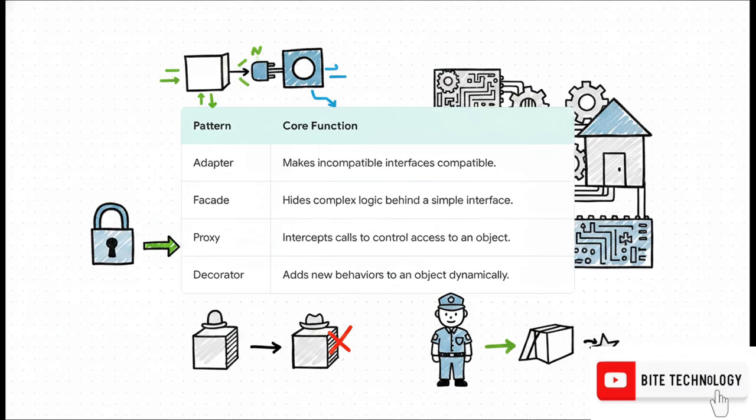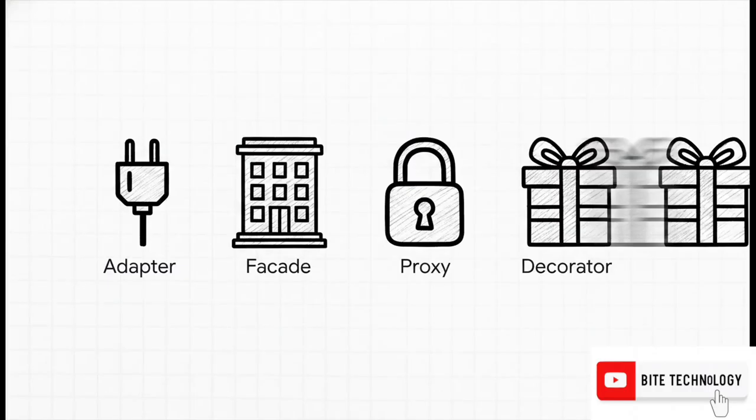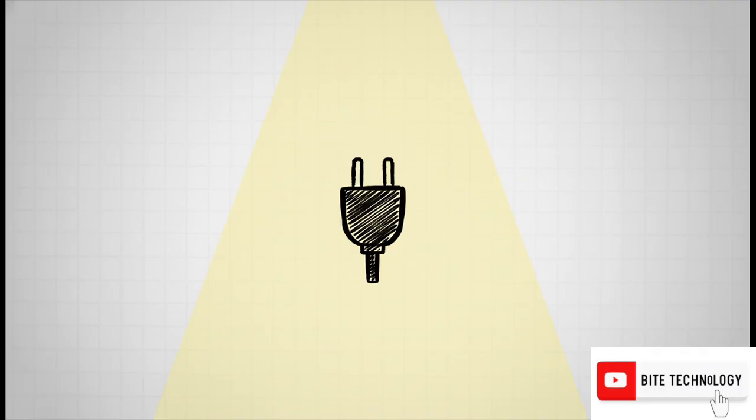Then there's the facade, which is like a simple, clean front door to a really complicated system. The proxy, that's your security guard, controlling who gets to talk to an object. And finally, the decorator, which lets you add new bells and whistles to an object without changing its core. See? Different jobs for different situations. Okay, so we've seen the family portrait, we've given a nod to the facade, the proxy, and the decorator. But now it's time to zoom in. We're going to put our main subject right in the spotlight and really get to know it.